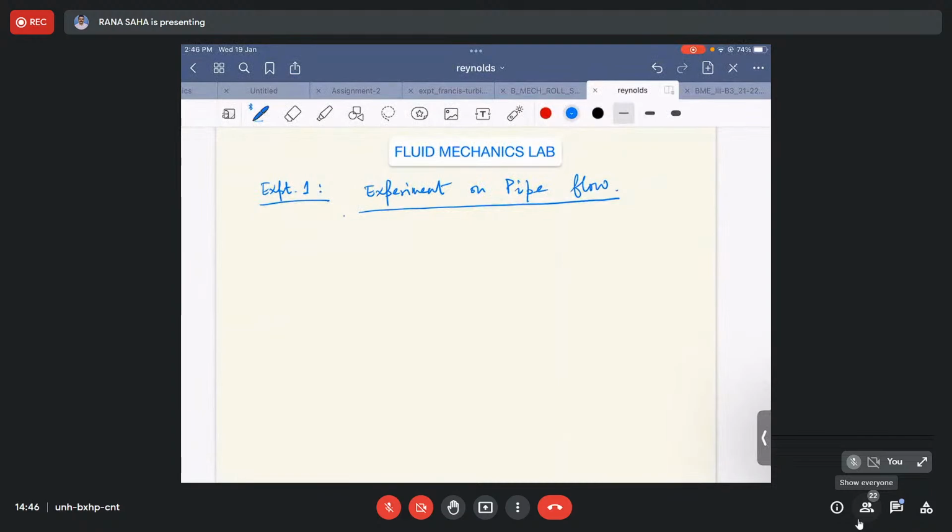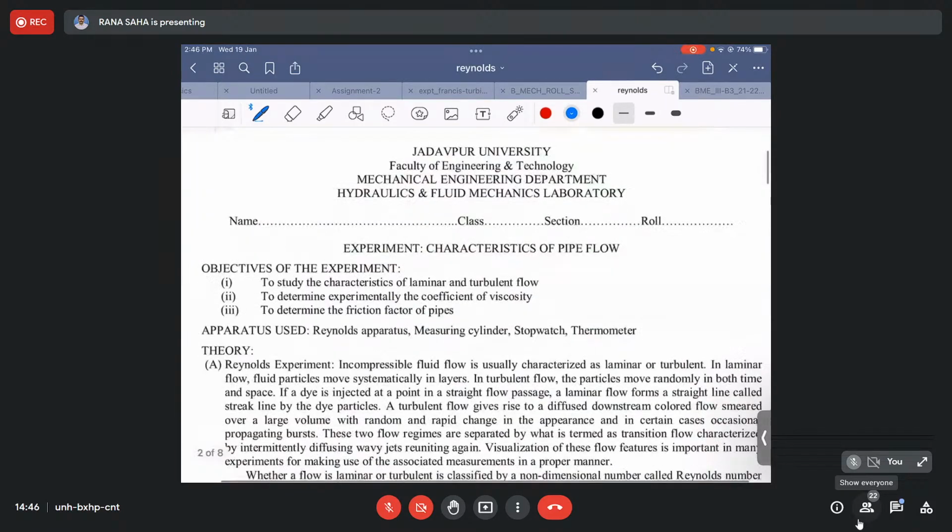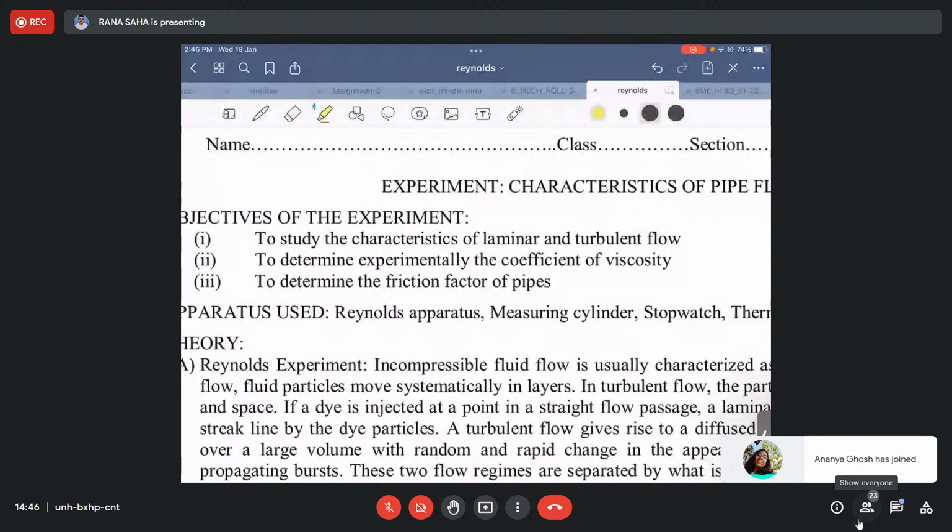There are certain objectives for each and every experiment, which are written here. You can see: to study the characteristics of laminar and turbulent flow. This is objective 1. Then to determine experimentally the coefficient of viscosity, objective 2. And the third one is to determine the friction factor of pipes. This is a lengthy experiment, with 3 different objectives which we will do by taking different data readings, and there is also a component of flow visualization.